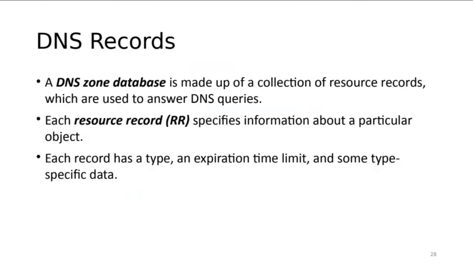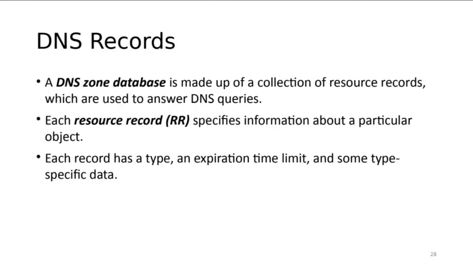Yeah, skip this. DNS records. A DNS record is stored in a DNS zone database. The database itself is made up of a collection of resource records, and they are used to answer the DNS queries. Each RR specifies information about a particular object or record. Each record has a type, an expiration time limit, and some type-specific data. We will see this when we create the records.